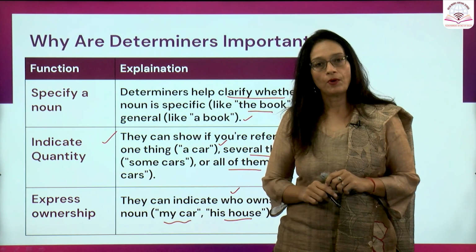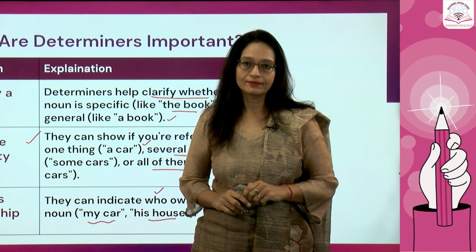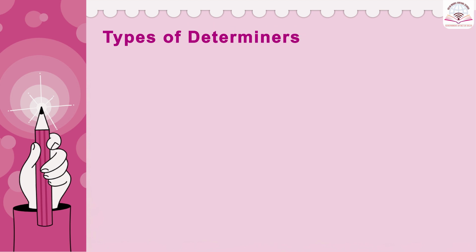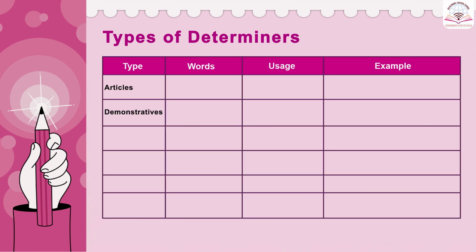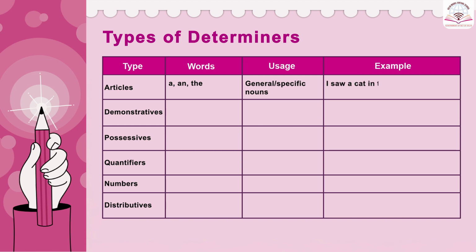Now, let us talk about various types of determiners. There are various types of determiners like articles, demonstratives, possessives, quantifiers, numbers, and distributives. Now, let us take a look at each one of them one by one. If we say articles, the words that we use are a and the. What is their usage? They either tell us whether a noun is a general noun or a specific noun. Now, the examples would be, I saw a cat in the garden, the cat was sleeping.